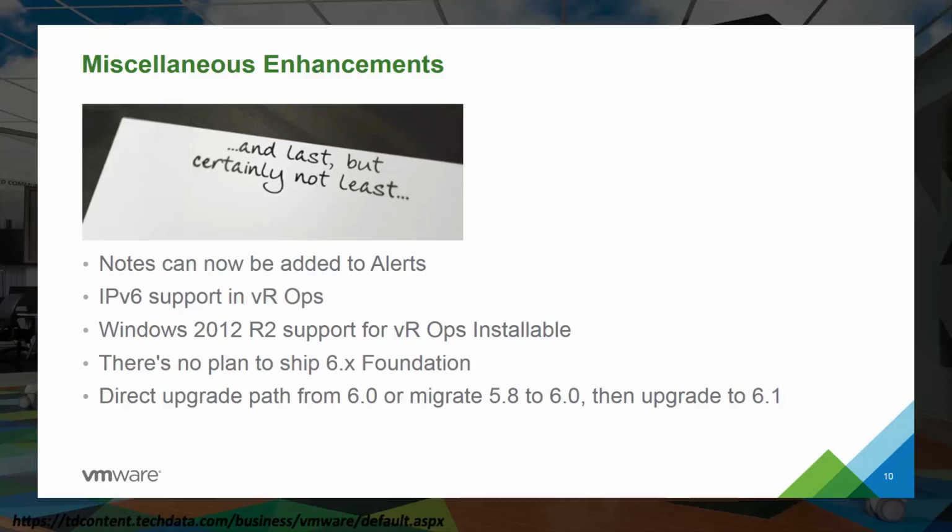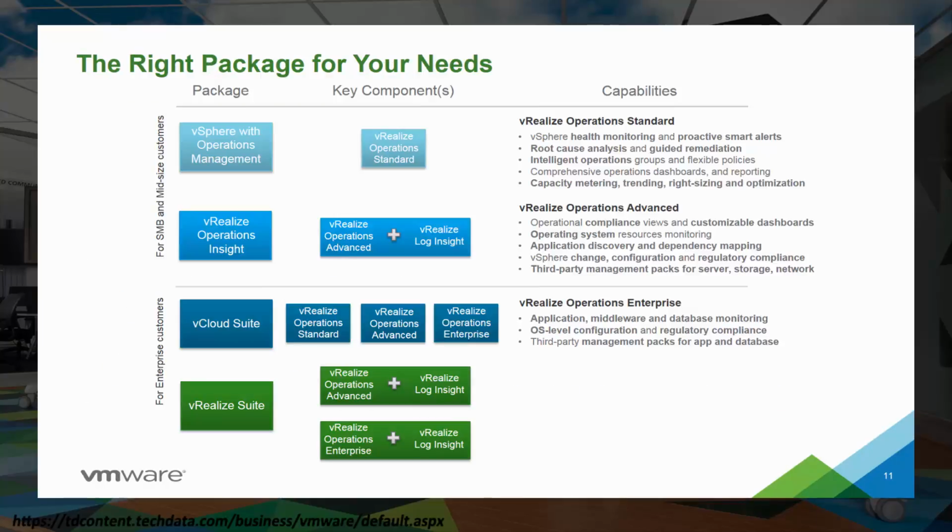It also supports IP version 6 and Windows 2012 R2 for the installable. vRealize Ops Foundation is being end-of-lifed, so just be aware of that. And finally, there is a direct upgrade path to 6.1 for those with previous versions, which is definitely one thing that a lot of virtual admins were very glad to see. This makes the upgrade process much easier for them.